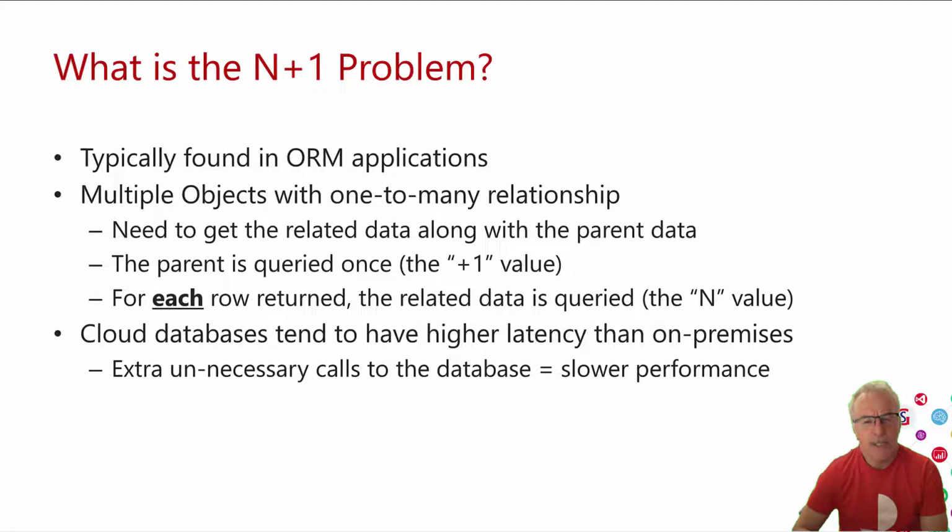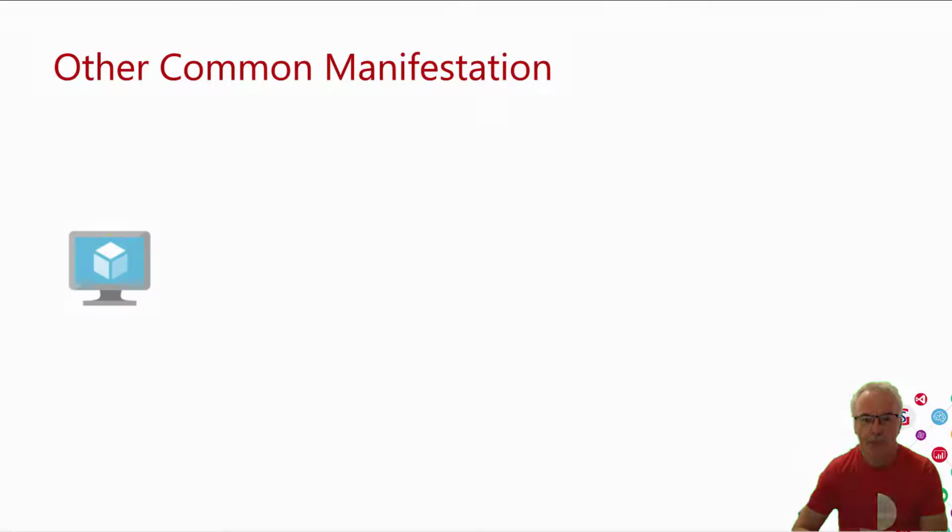So because we tend to have that higher latency in our cloud databases, anything that involves more return trips to the database than is actually needed is going to have an impact on our performance. So instead of being able to just go once to the database, pull back all the information that we need, we're getting unnecessary calls to the database numerous times and hence the slower performance.